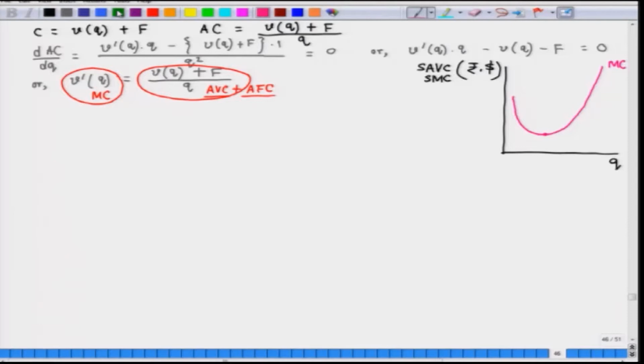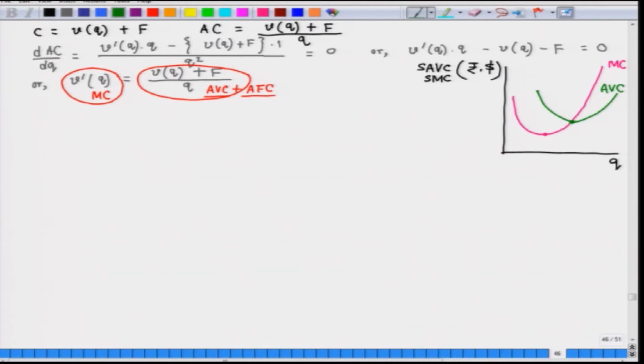So, now we are going to draw a U shaped short run average variable cost curve whose minimum point shall lie on the marginal cost curve. So, now I am going to draw. So, this is basically my average variable cost curve, and this is the minimum point of the average variable cost curve through which my marginal cost curve passes.